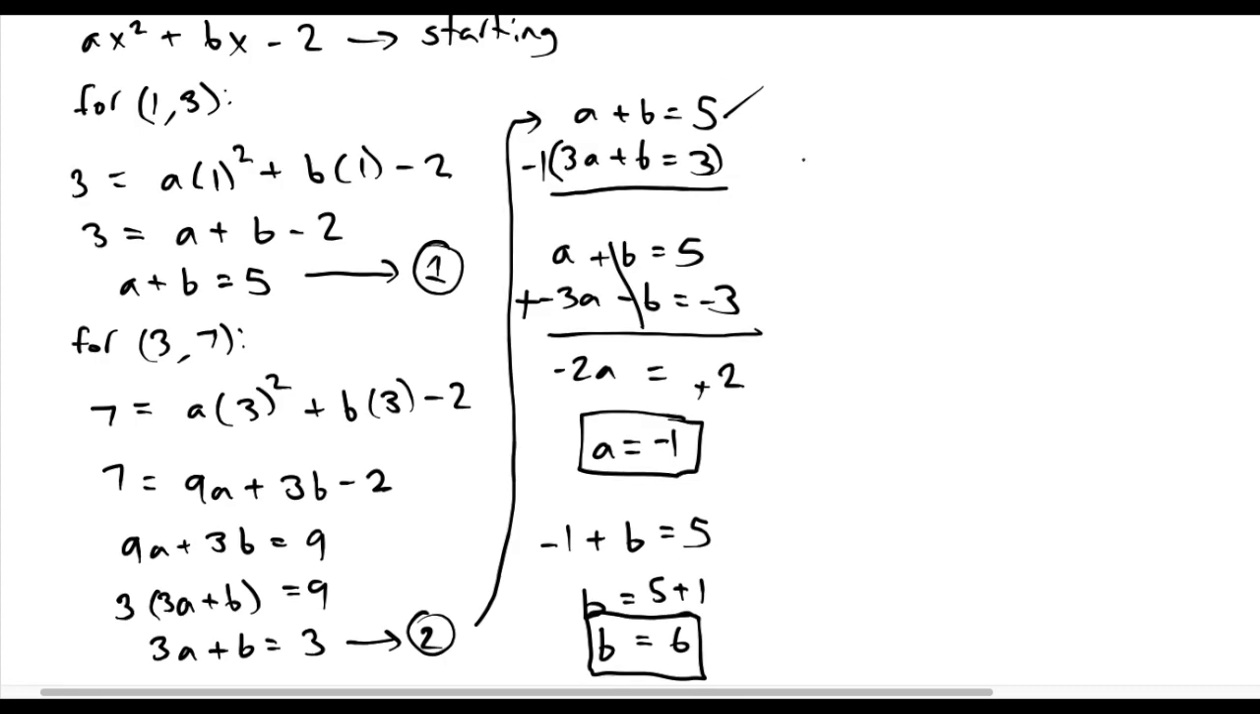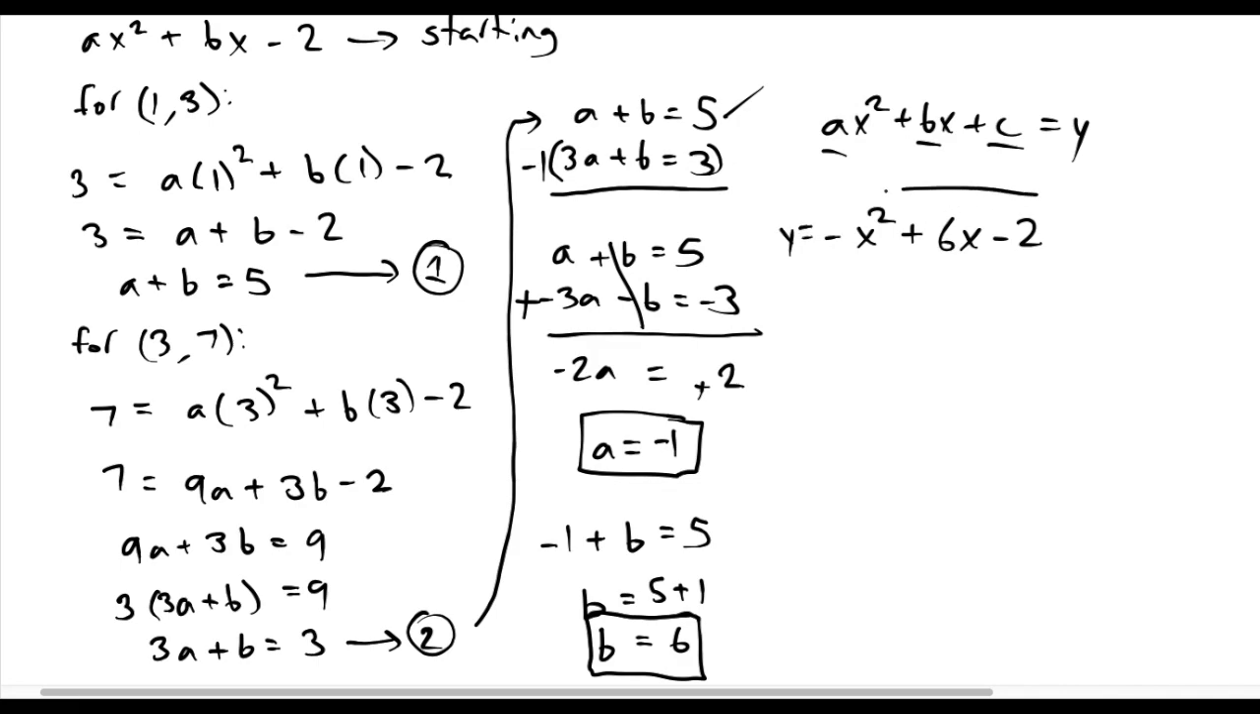So the final equation is going to be in the form of ax squared plus bx plus c is equal to y. And we know c, we know b, and we know a. A is -1, so we can say that it is -x squared. We know b is 6, so plus 6x, and we know c from the beginning is -2, the y-intercept, -2. So this is our final answer.